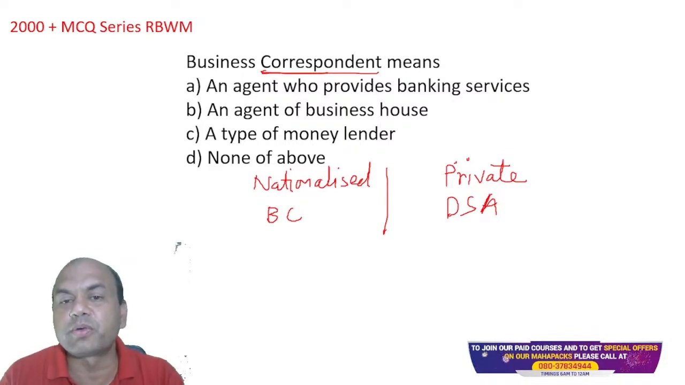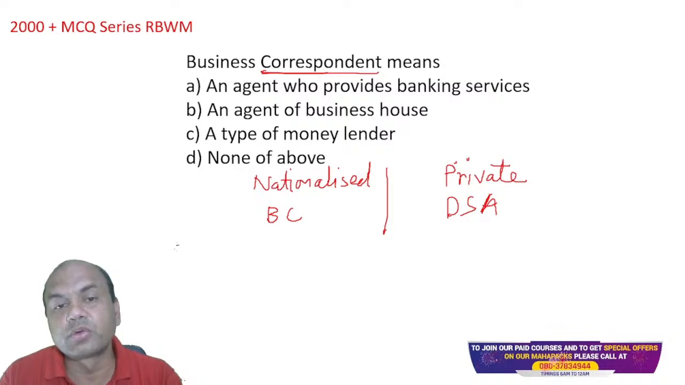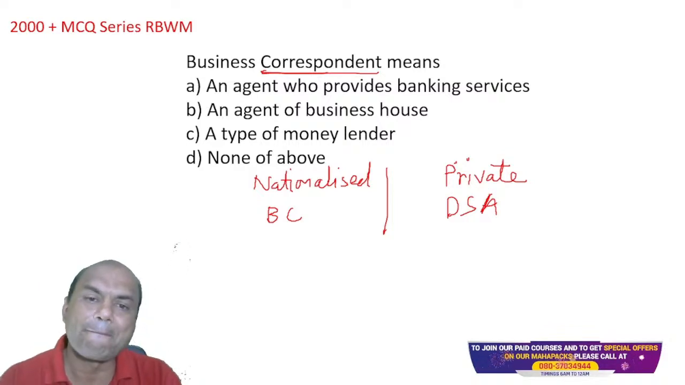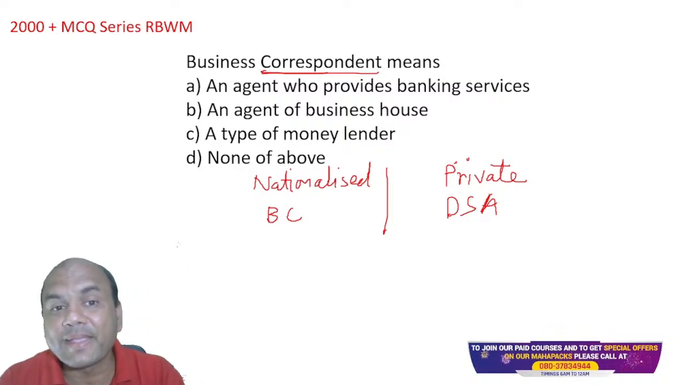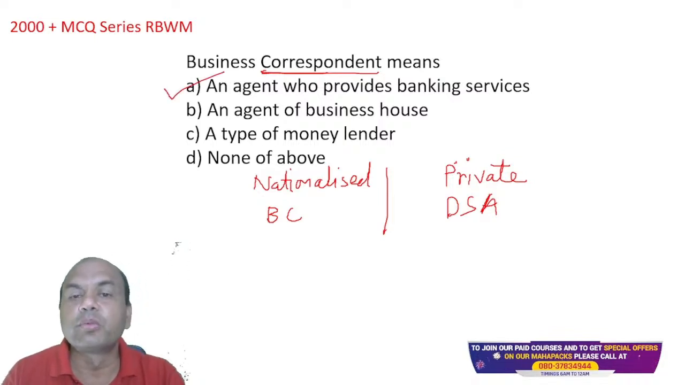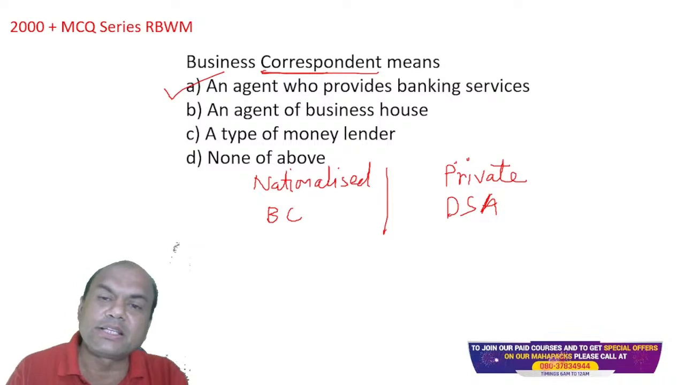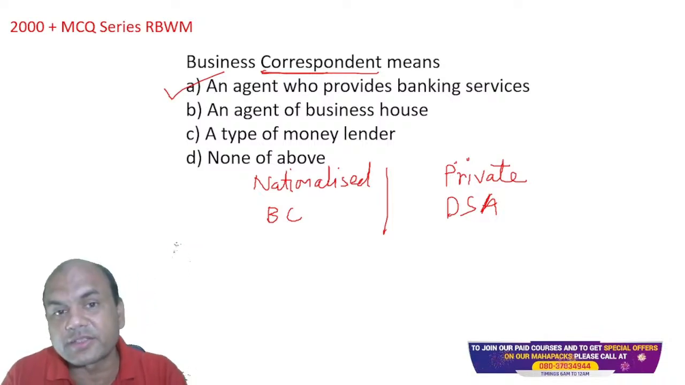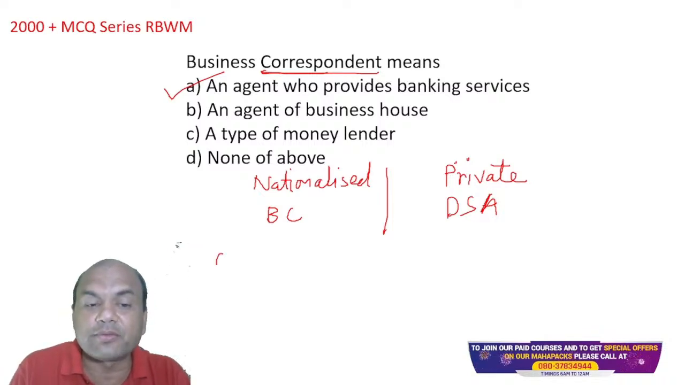So business correspondent means what? An agent who provides banking service, an agent of the business house, a type of money lender, and none of the above. So who's this? Yes, yes, yes. It is A, obviously, isn't it? It's A, who provides banking service. Here, BC is always appointed in those areas where the bank doesn't have the reach.